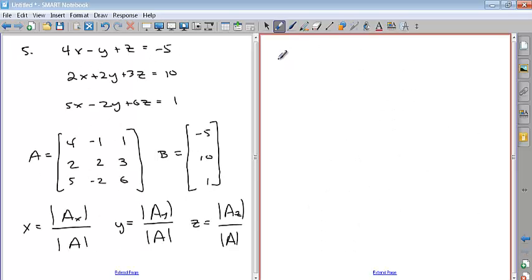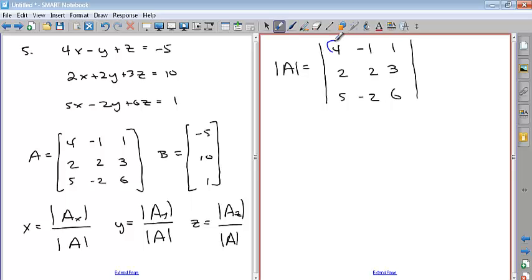So the determinant of A, here we have to use cofactors. Let's write it out here: 4, -1, 1, 2, 2, 3, 5, -2, 6. Okay. So we pick one row or column. I'm going to just pick the top one. There's no 0 in there, so it's not advantageous to do one over another. So we take the coefficient 4. If we mark through this row and column, we're left with that.